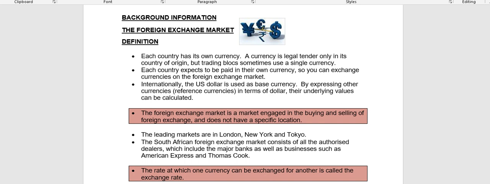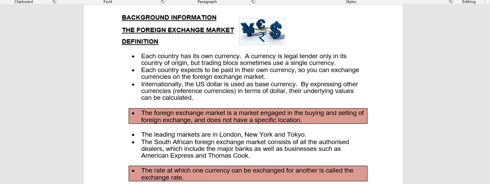Okay, so when we look at the foreign exchange market, we said also in chapter 1 that each country has its own currency. So every single country has got their own monetary unit that they are using at local level. And that currency is legal tender only in the country of origin. What legal tender means is basically that it has to be accepted in return for goods and services.